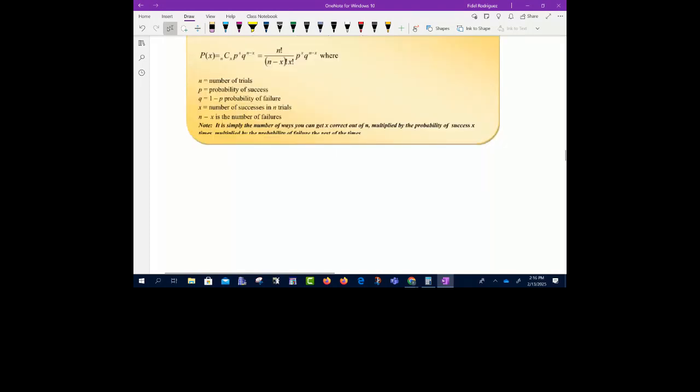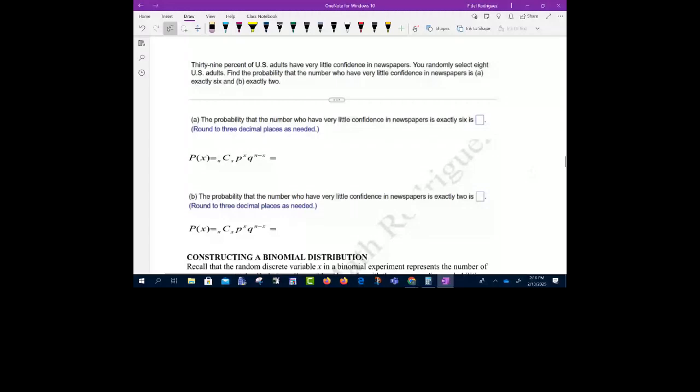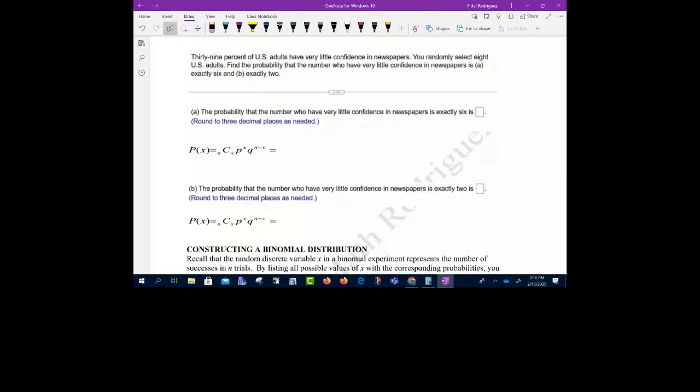Okay, let me explain how we're going to do some of these problems. I've got a problem here for us to do. Let's see if we can figure this out. I'm going to start reading through my question. It says 39% of adults have very little confidence in newspapers. We randomly select 8 US adults. Find the probability that the number who have very little confidence in newspapers is part A, exactly 6, and part B, exactly 2.